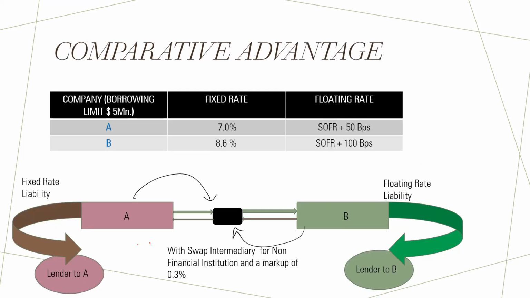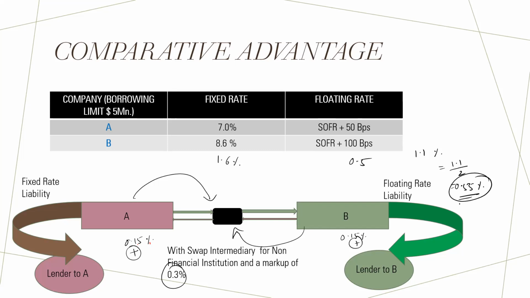As you can see here again, if I do it quickly, it is 1.6% here, 0.5% here. That gives us a comparative advantage of 1.1%. So that means the effective benefit is 0.55% for each party. But they say that the swap intermediary is now going to have its own markup of 0.3%. 0.3% would mean that 0.15% cost will be borne by A, and 0.15% cost will be borne by B.